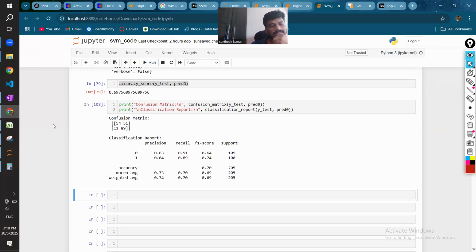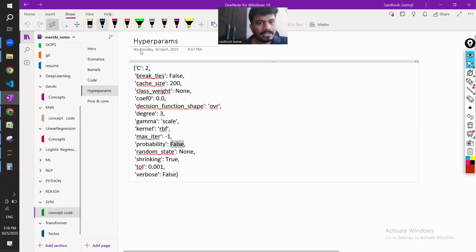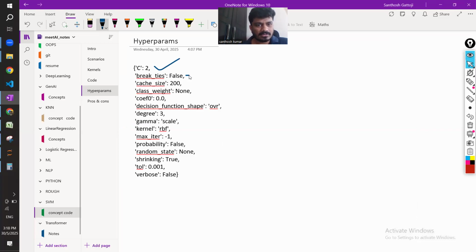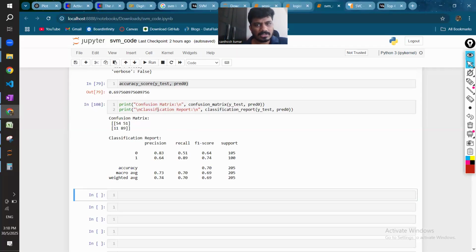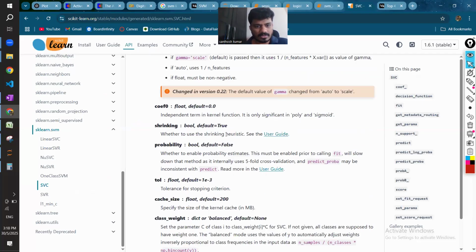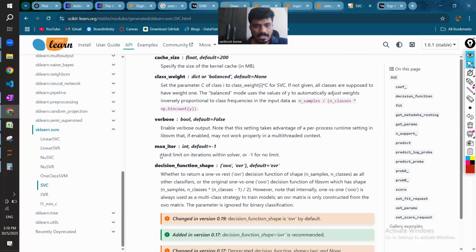So mainly, C is one thing you need to understand. This is by default. Degree, we have seen, gamma, kernels, and max iter. Max iter is nothing but how many iterations it will do. For example, if you see here, hard limit on iterations within solver, or no limit.